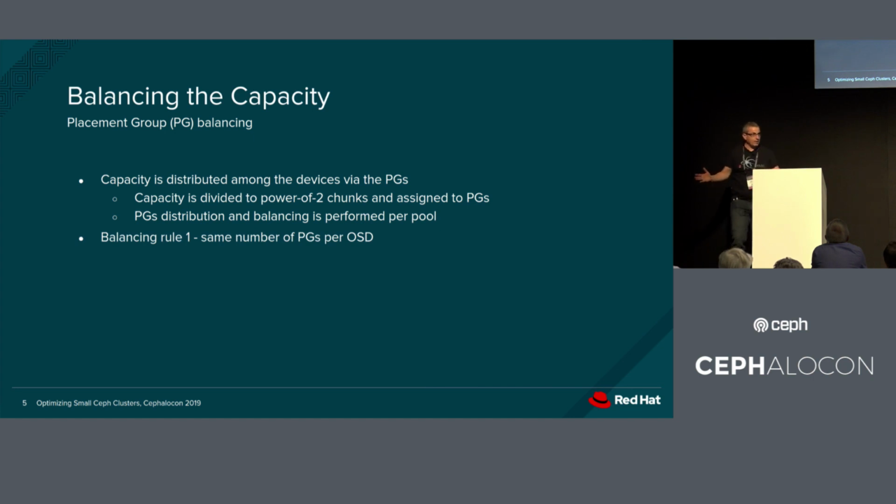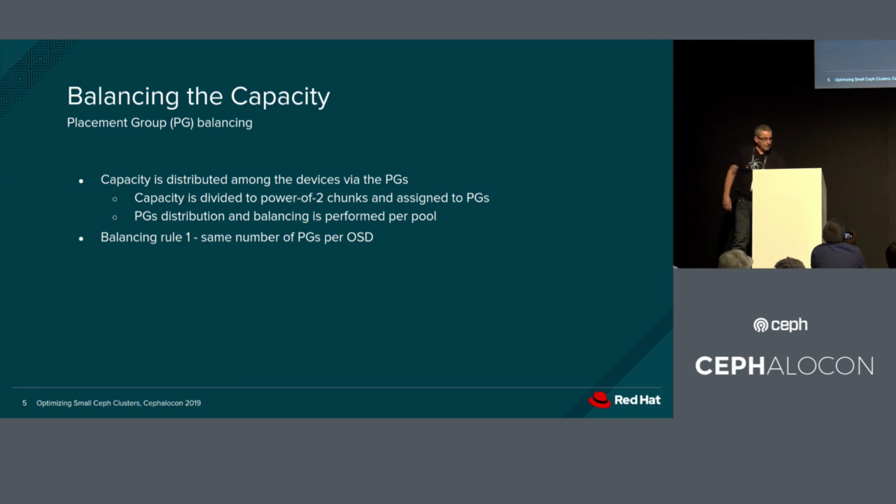So we have several balancing rules. I'm going to talk about 3. The first one: we want the same number of PGs per OSD because eventually, the way the I/O path goes, we get a request, it's mapped to a PG, and from the PG to a device. So if we have the same number of PGs per OSD, it means that we will have the same number of requests per device, which is what we want, because we already saw that if we have one device with more requests, we get slower performance.